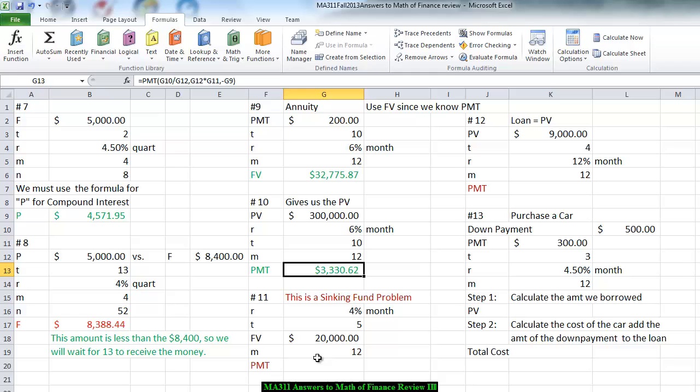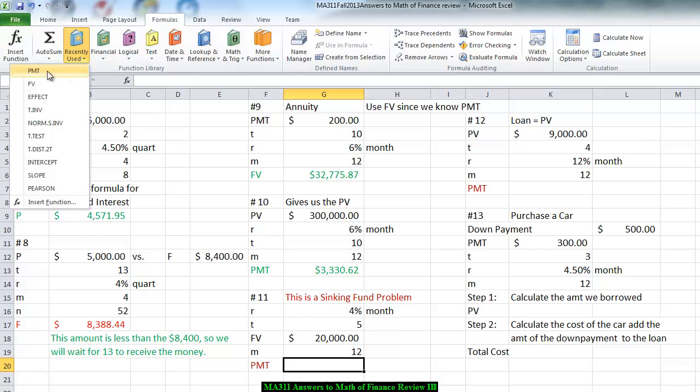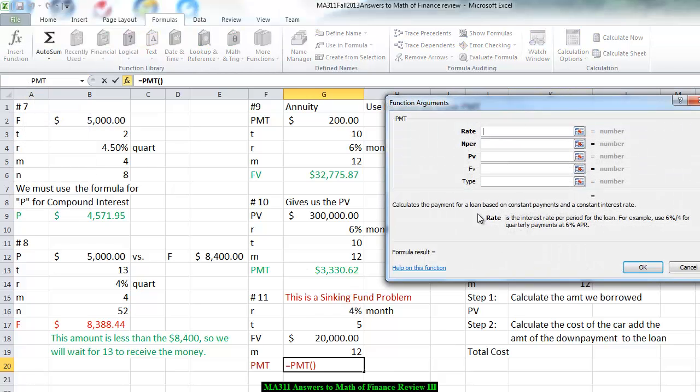Question number 11. We want to calculate the payment of an increasing annuity at 4% interest compounded monthly if payments are made every month and the future value after 5 years is $20,000. So we call this a sinking fund problem because we want to have $20,000 after 5 years. Again, we can use the PMT function, and because we just did that, we can go to Recently Used. But because we want the future value, we're going to go to this box, the future value, and we're going to skip present value because that is what we want to have at the end of 5 years.